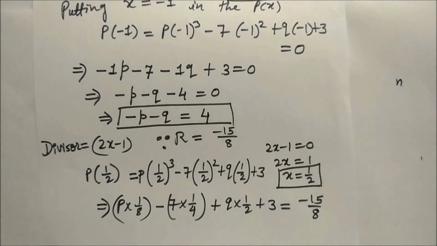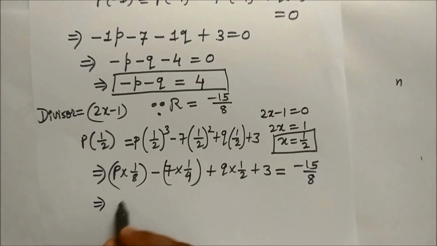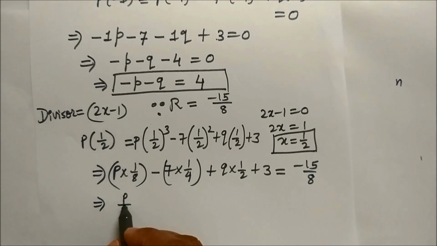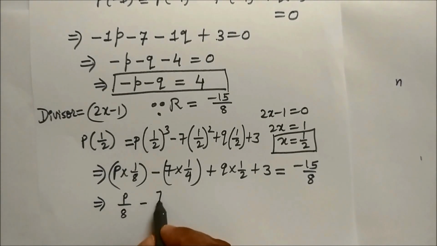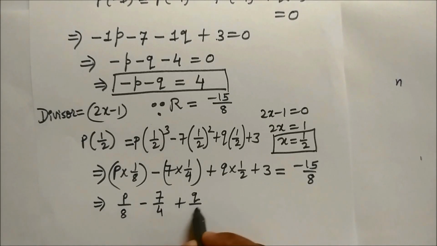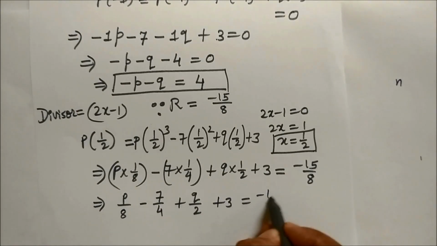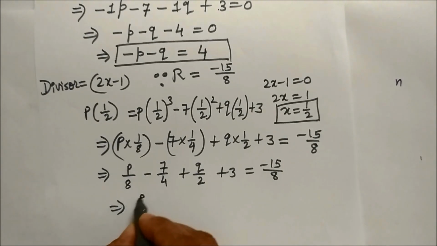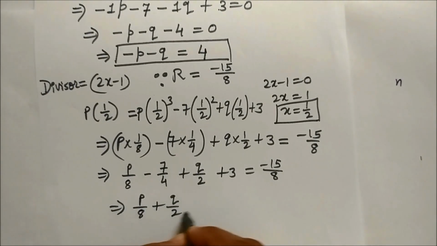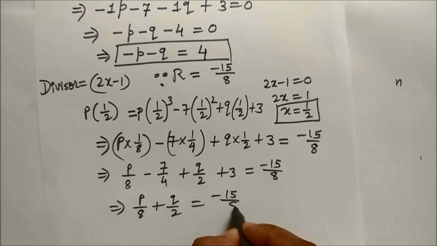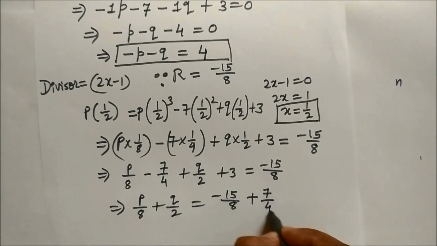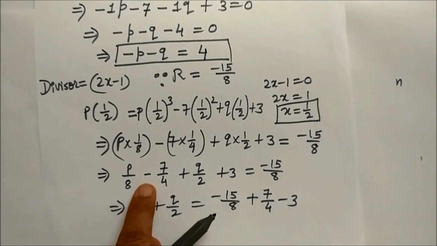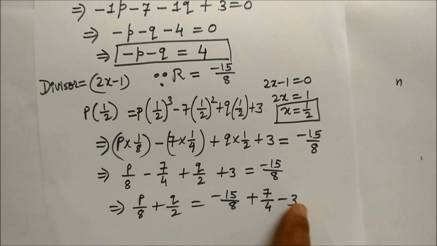Now after that we can write this p upon 8, because when p is multiplying in 1 it becomes p, and here 7 upon 4, q upon 2, 3, and here minus 15 upon 8. This can be written as p upon 8 plus q upon 2 is equal to minus 15 upon 8 plus 7 upon 4 minus 3. When we shift this on the right hand side we have to change sign. So this becomes positive and this one becomes negative.